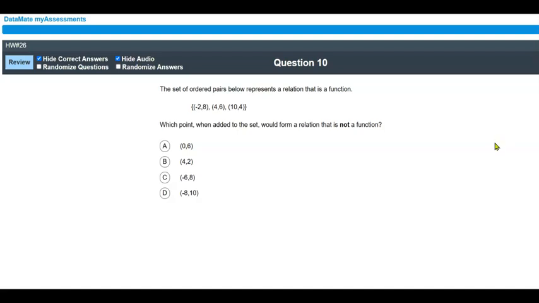Question number 10 is the same question, but without a table. Which one is not a function? So look at your inputs, right? So all of my inputs are unique. If I repeat it, then I wouldn't be a function. So I'm looking for a repeat of -2, 4, or 10. And here it is. If I used the point listed in option B, it would no longer be a function, because we'd have a repeating input of 4 with different outputs.